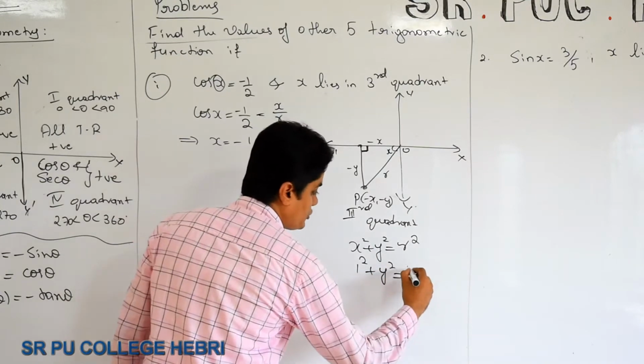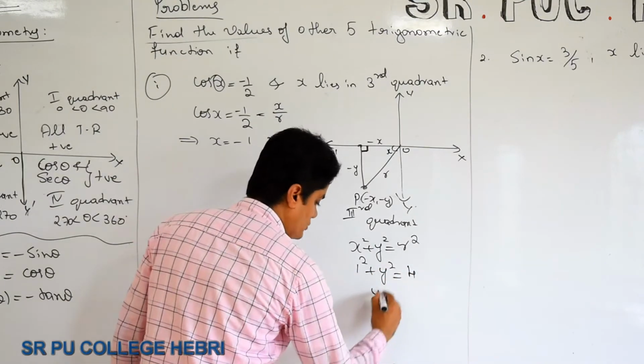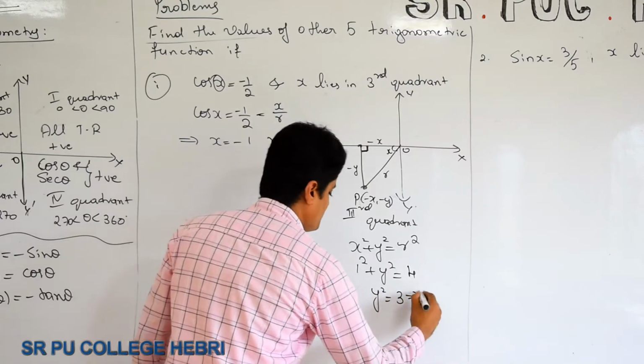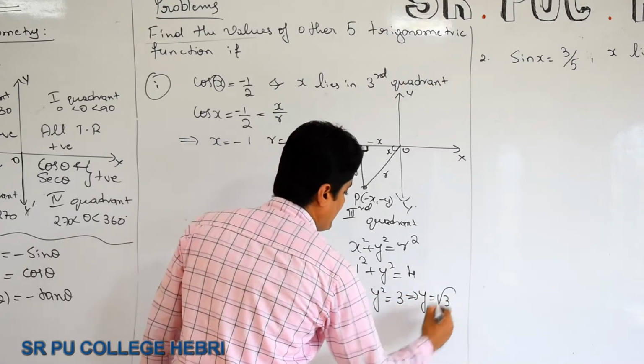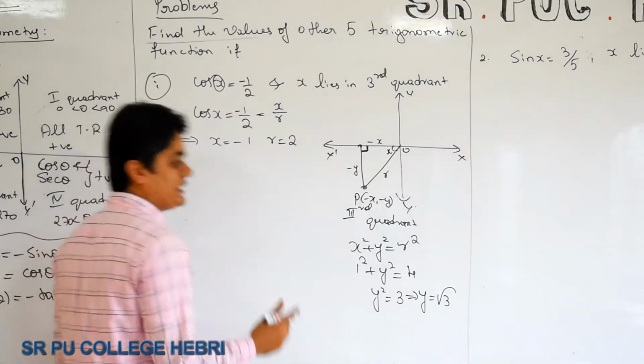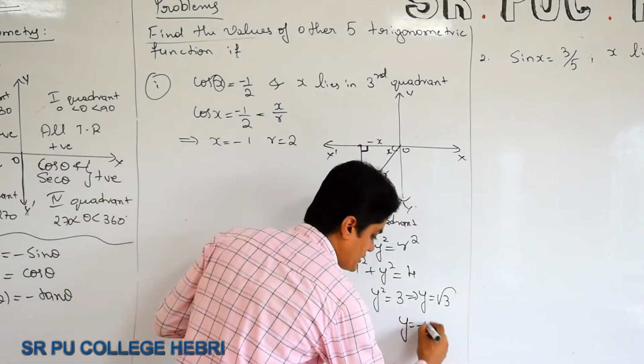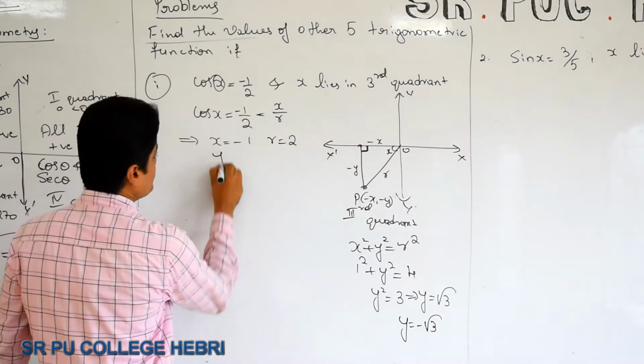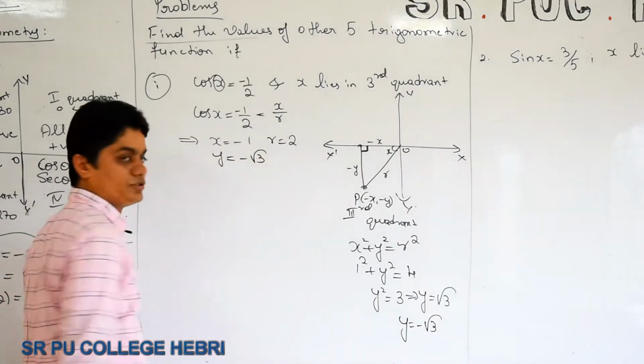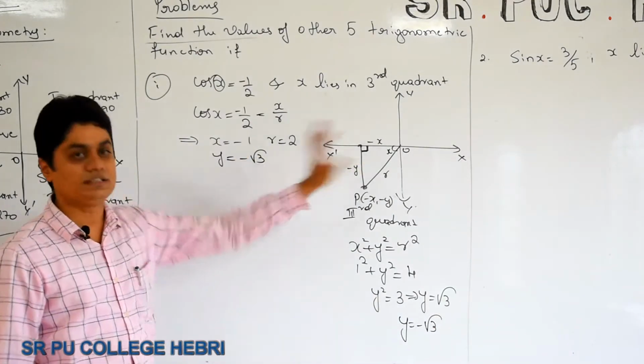What is R? 2 square and R is 4. So y square is equal to 3. So this implies y is equal to plus or minus root 3. Since we are in third quadrant, this y should be equal to minus root 3. So y is equal to minus root 3. So we got all the three sides.